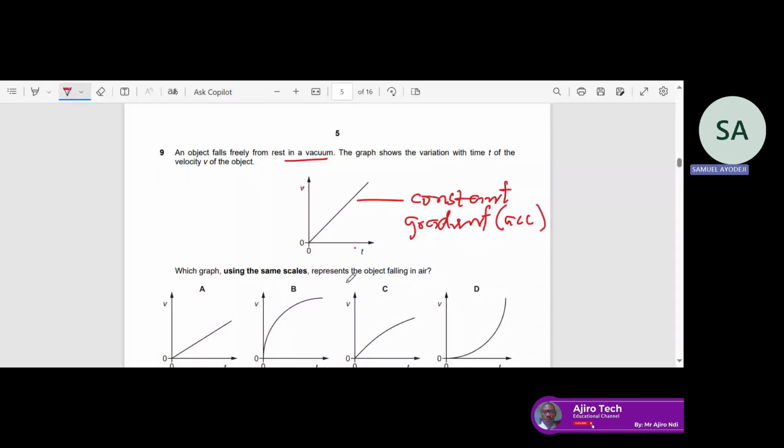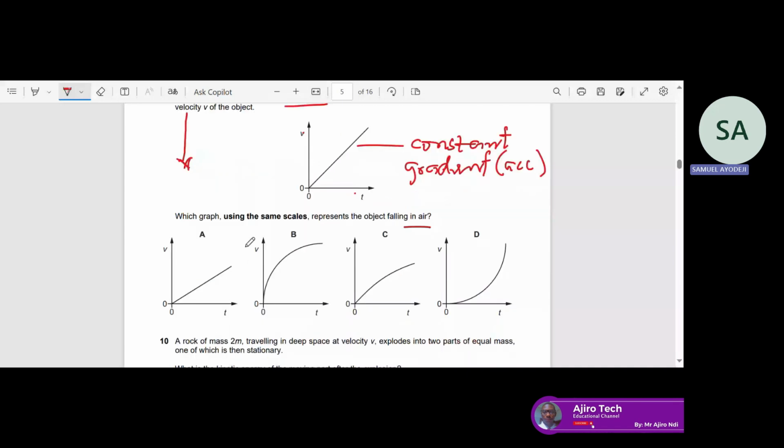When it's in air, the gradient is not going to be constant. As the object falls, velocity increases with air resistance and it will reach terminal velocity. After terminal velocity, acceleration becomes 0. So the answer is graph B that represents that.